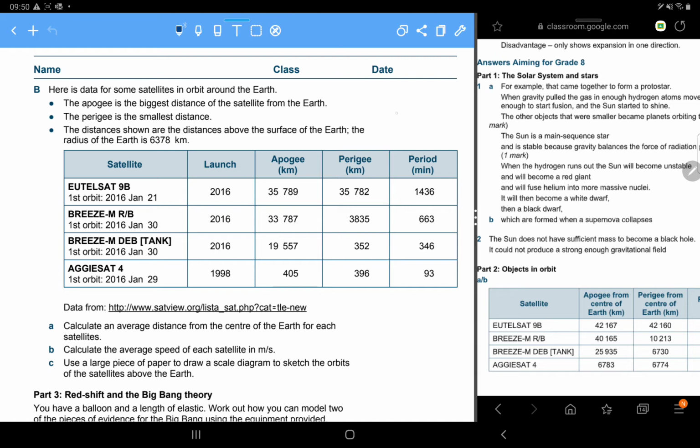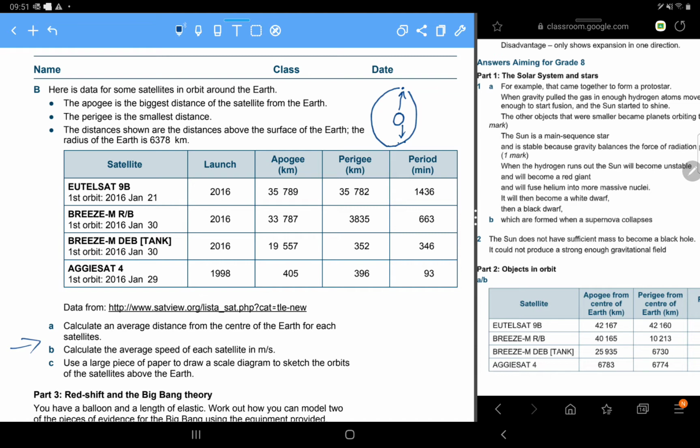So if we've got the Earth here, the apogee is the biggest distance as it's going around, and then the perigee is the smallest distance, so imagine if this just comes a little closer there. So that might be the biggest distance, and that might be the smallest distance. And the period in minutes is how long it takes to orbit. These questions here, A, B, and C, are just maths manipulation.